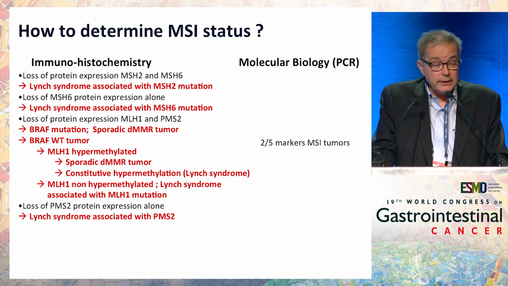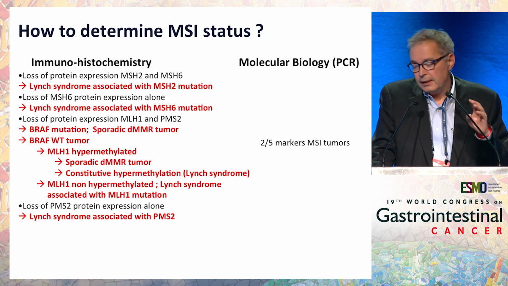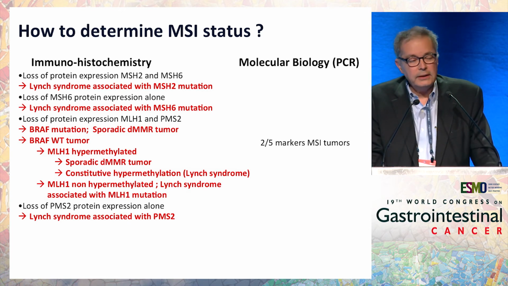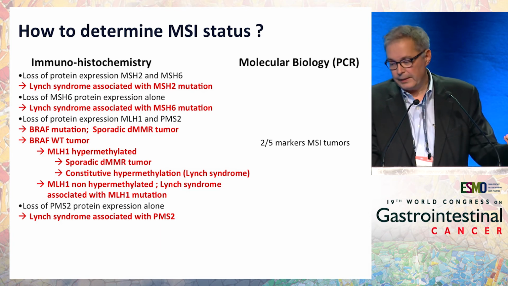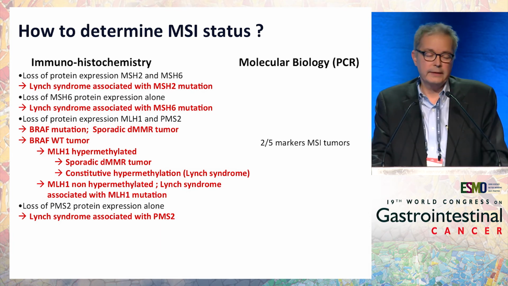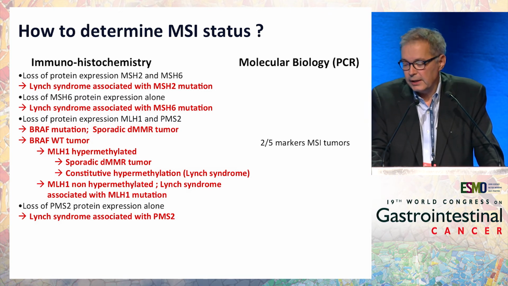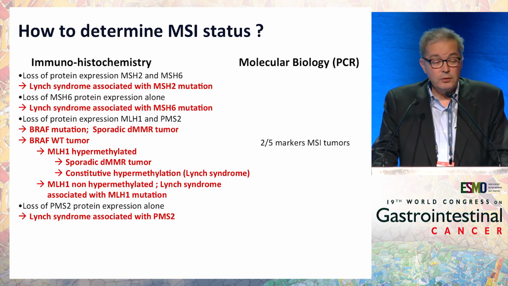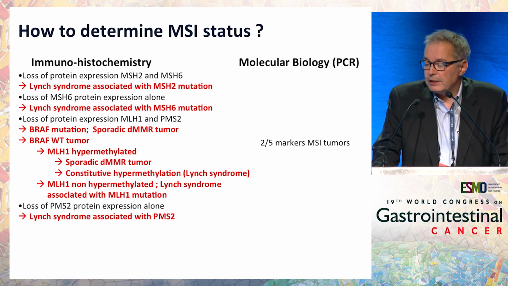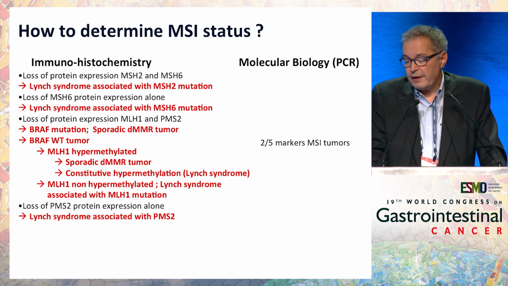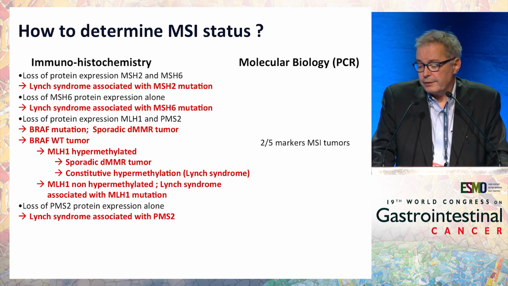Consider MLH1 and PMS2. You have to consider BRAF. If there is a BRAF mutation, it is a sporadic deficient mismatch repair tumor due to an extinction by hypermethylation of the promoter of the gene MLH1. If you have a BRAF mutation associated with the loss of expression of MLH1 and PMS2, in fact, you can have 2 types of conclusion.